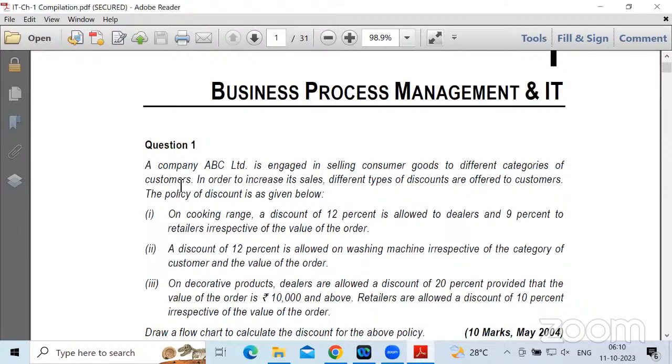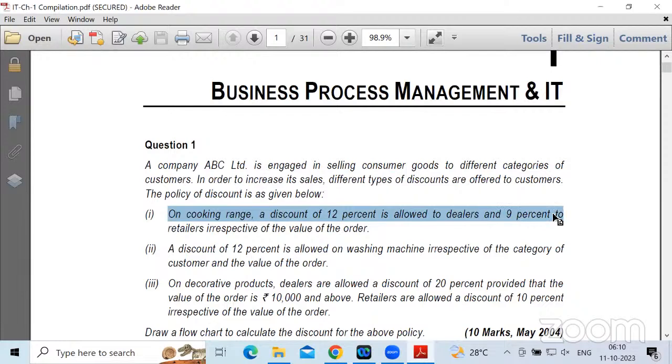A company, ABC Limited, is engaged in selling consumer goods to different categories of customers. In order to increase its sales, different types of discounts are offered to customers. The policy of discount is given below. So the problem starts here. There are three products they are dealing. One, cooking range. A discount of 12% is allowed to dealers and 9% to retailers.